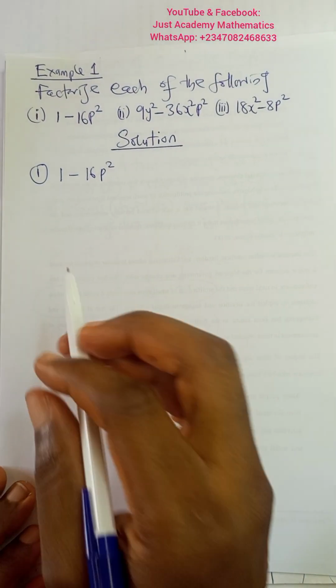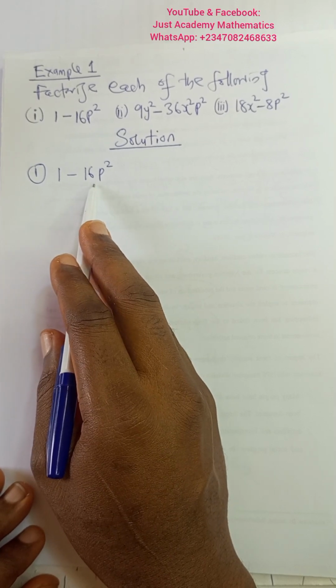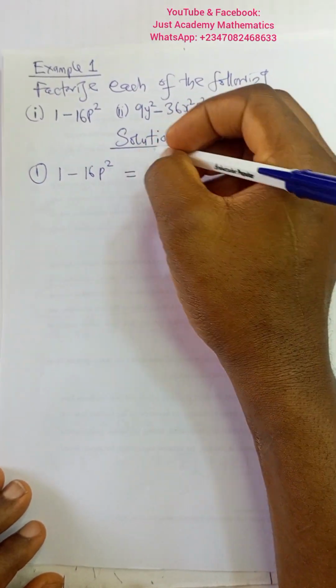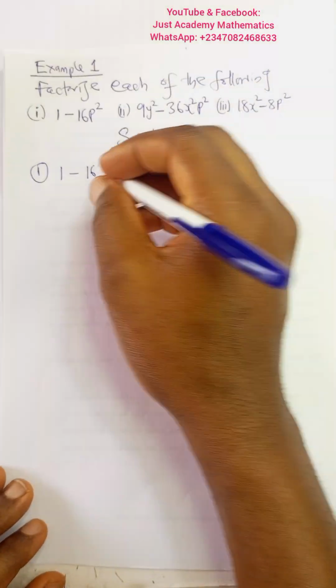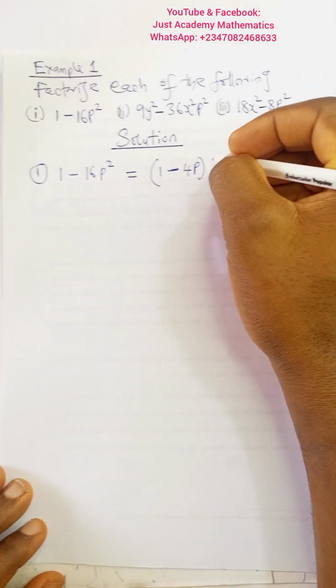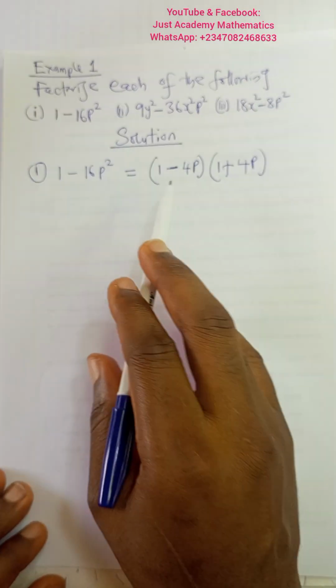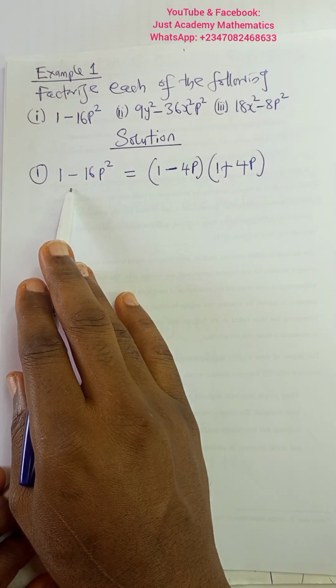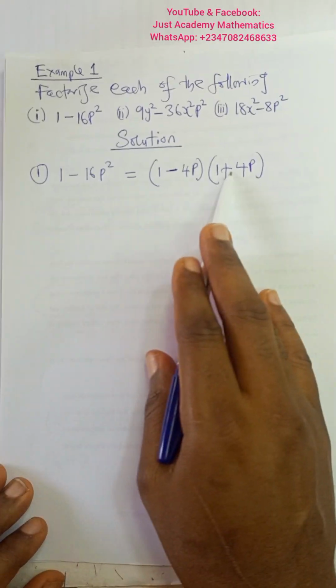If you look at this, notice that this 1 is a perfect square, this 16 is a perfect square. So we can actually expand this as 1 minus the square root of 16, which is 4, the square root of p squared is p, then 1 plus 4p. The expansion of this will give you this. So this is the application now. You just go straight to this.